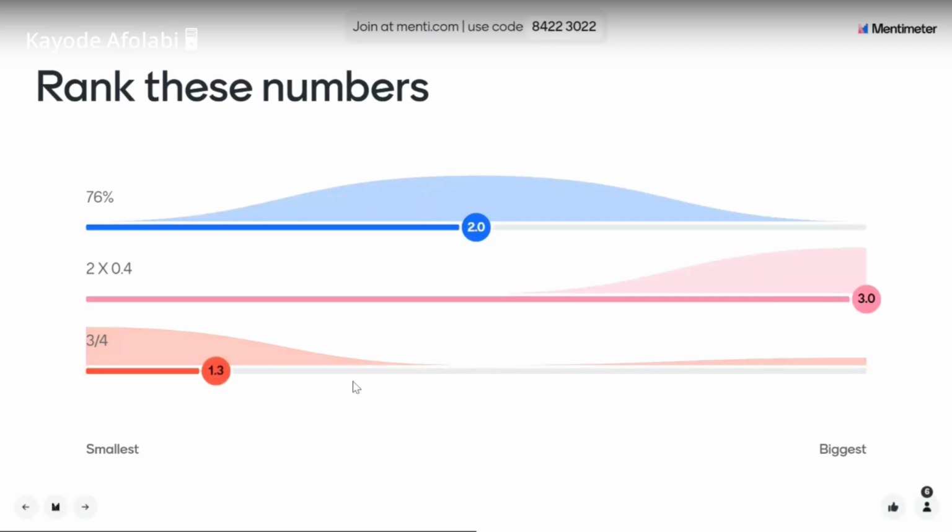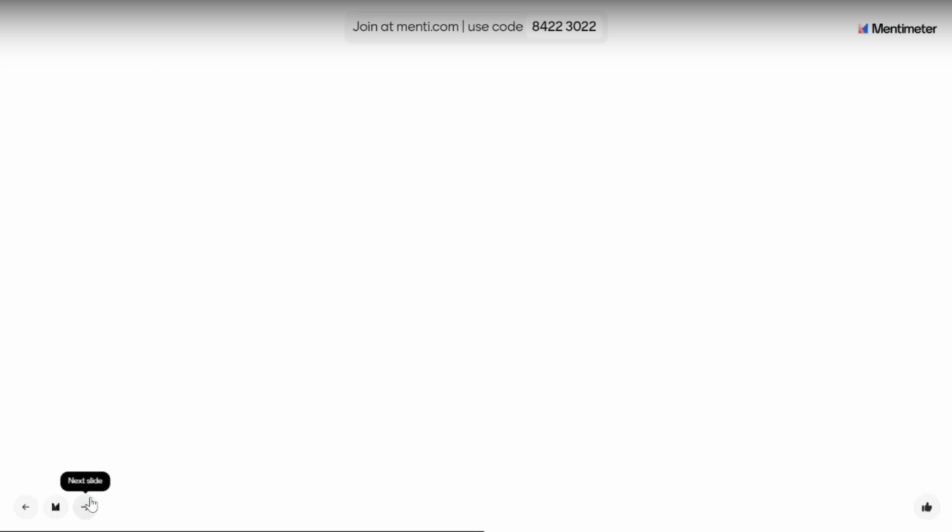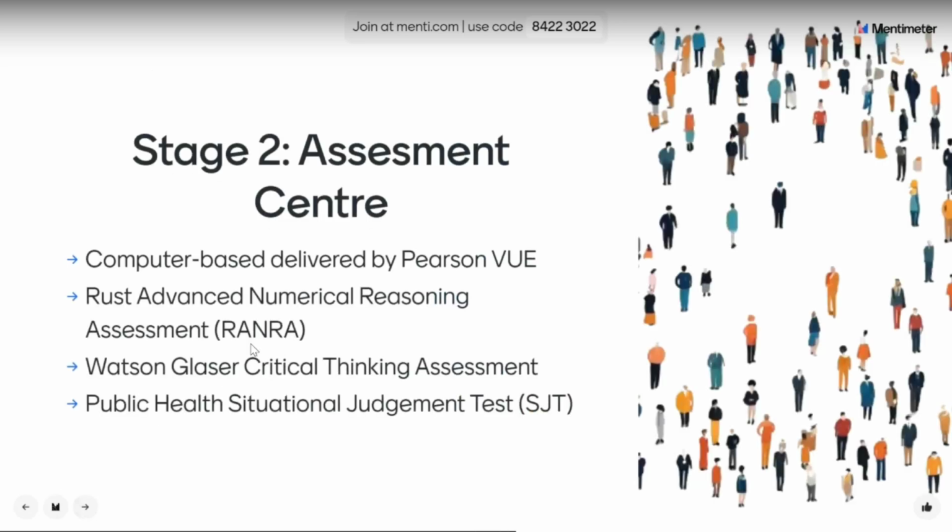Okay, so you'd have questions like this. This was just a slide to give you an idea of what the assessment center numeric part might look like. So stage 2 is the assessment center. The center here does not mean you're going to a physical place. It just means the stage. It's not a physical venue, and it's computer based. It's delivered by Pearson. Pearson does a lot of exams for different organizations. I'm sure you must have heard of them. And it can be done anywhere in the world. I think there's at least 2 centers in Nigeria.